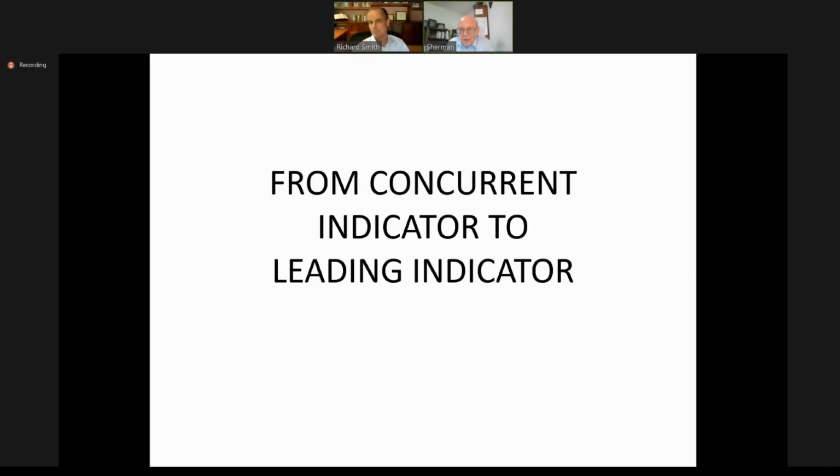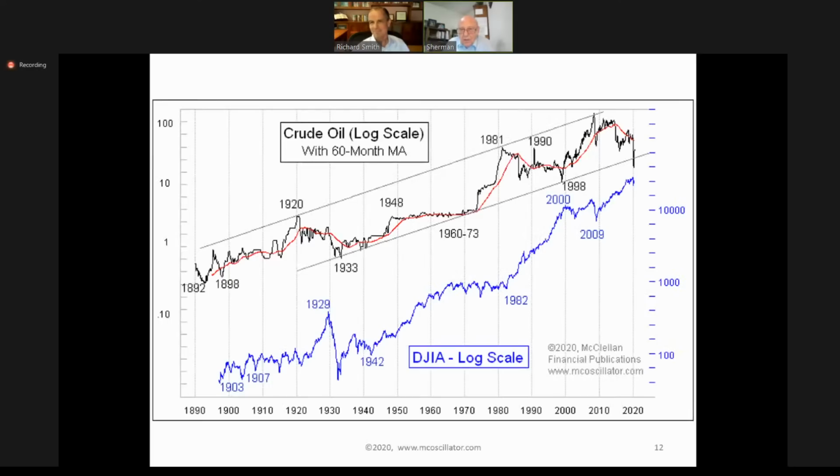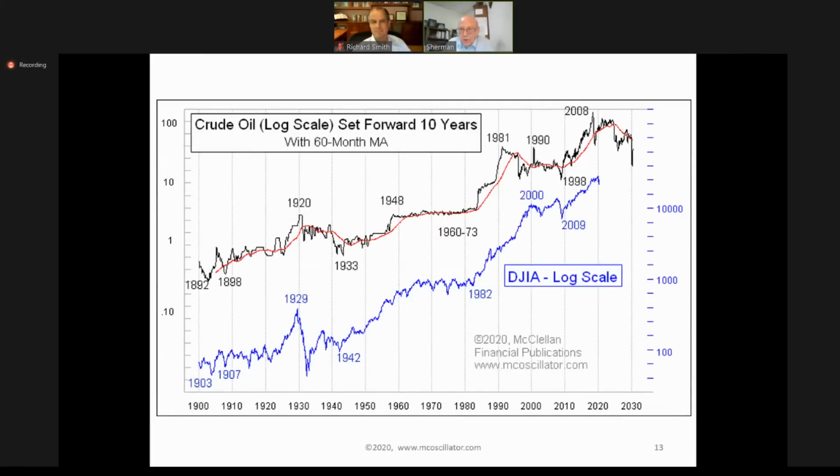Now we're going to look at another way to deal with forward-looking material. This is a view and chart created by my son Tom, and as you can see, the log scale of the crude oil price and the log scale of the Dow Jones Industrials have quite a similar construction. And he noticed that if we move the crude oil forward about 10 years, you got a better alignment, because that 1920 top on crude aligns with the 1929 top in the market, and the 1942 bottom, right in the war, aligns with the 33 bottom.